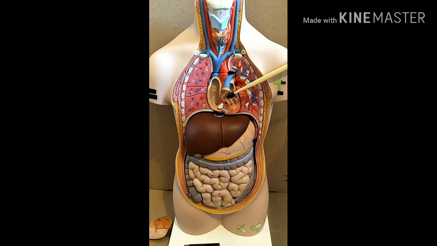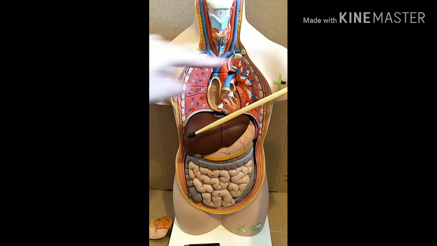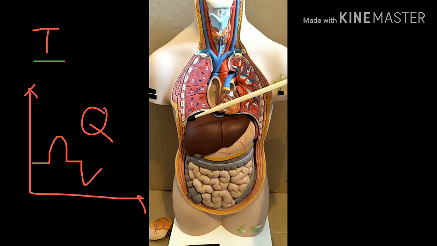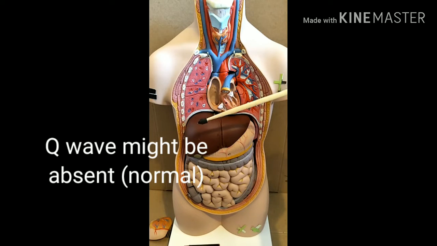So if your wave of depolarization moves from the left side to the right side, the wave will be moving in this direction. What happens if it moves in this direction? It moves away from the positive electrode in your limb lead 1. So that's why limb lead 1 will show a downward deflection as a small Q wave, a small downward deflection Q.